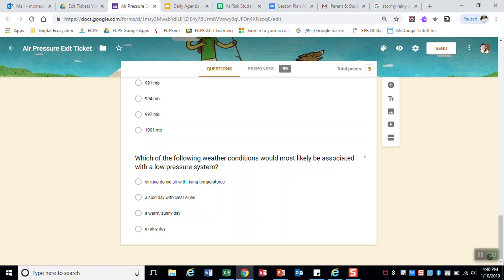Choice C, a warm, sunny day? No. Low pressure is clouds and rain. The last choice is a rainy day. Yes, low pressure days are rainy, cloudy days. That's the correct choice.